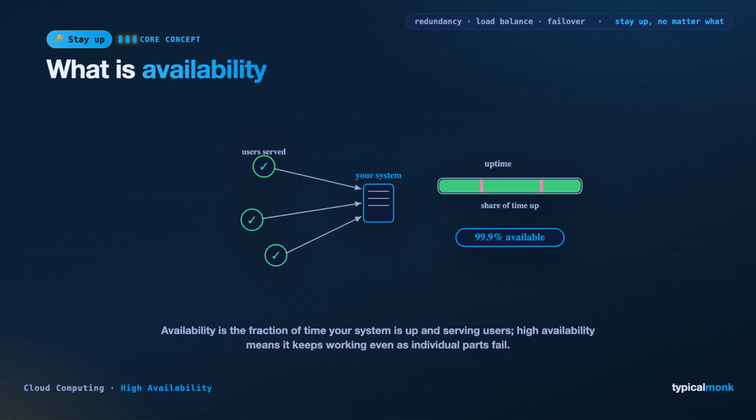So the takeaway: availability is the fraction of time your system is up and serving users. And high availability means designing not to prevent every failure, which is impossible, but so that when a part fails, the whole system keeps serving anyway. The goal is continuity, measured across the whole service.